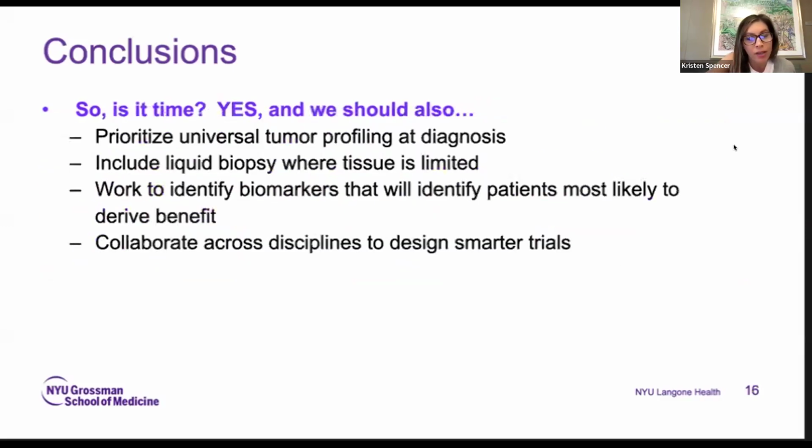So is it time? Yes, but I will say that with the caveats that we should also prioritize universal tissue profiling at diagnosis. We'll need the help of our hepatology and GI colleagues for this. We should include liquid biopsy where tissue is limited. We should work to identify biomarkers that will identify patients most likely to derive benefit, and we're going to need to collaborate across disciplines to design smarter trials, and I think to really push our regulatory authorities to be more accepting of innovative trial designs that are going to get us there. I think that was all I had.